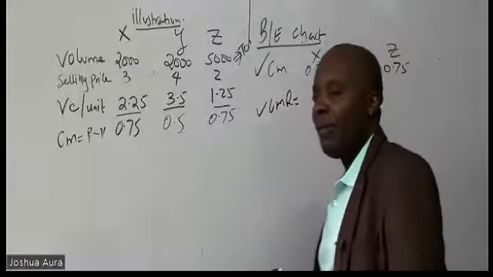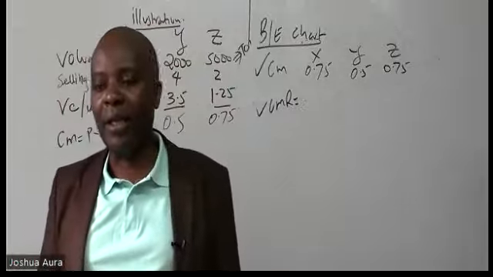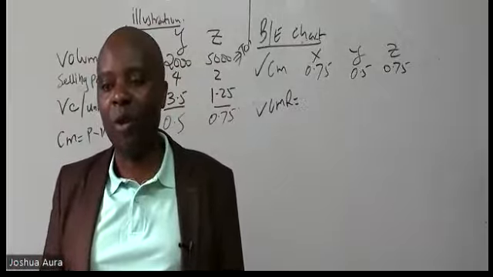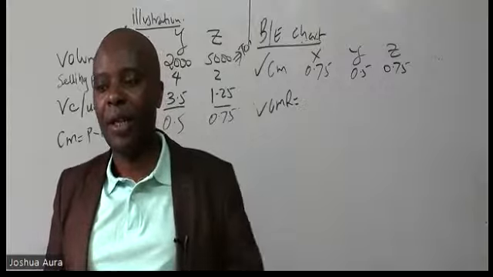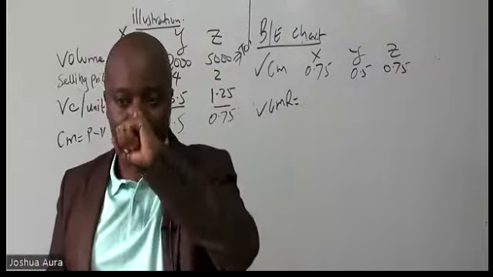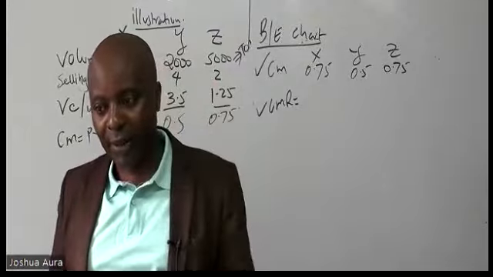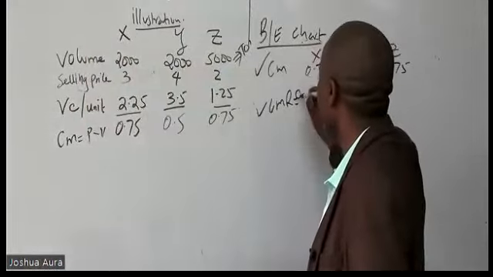Is there somebody who can remind us how we normally compute CMR? CMR is contribution margin ratio. It is something divided by something. It is CM over price. Yes, it is CM over price.